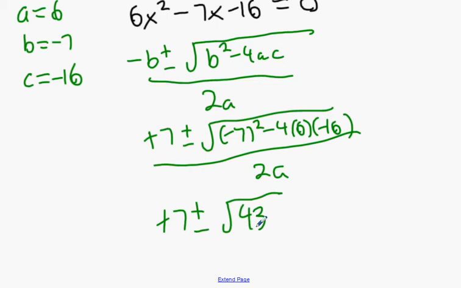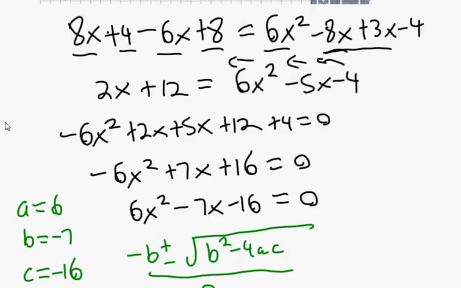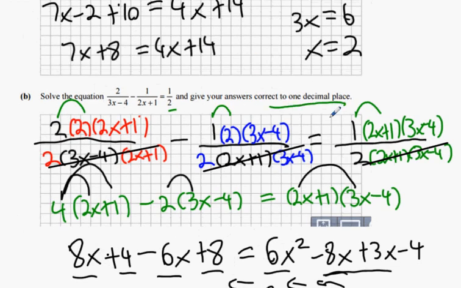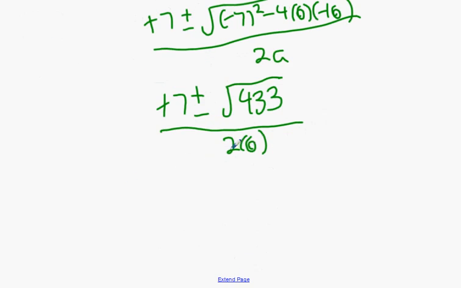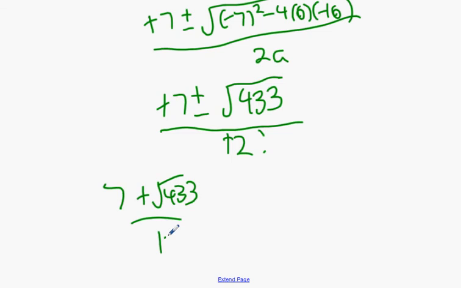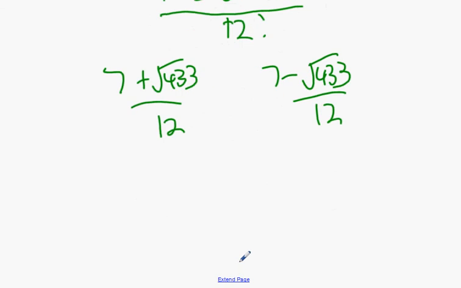Now, was I expecting an answer like that? Square root of 433. Read the question again. Correct to one decimal place. So yeah, I was expecting an awkward number that has to have a decimal. Okay? So there's going to be two answers now. 2 times 6 going to be 12. So there's two different answers. There's 7 plus root 433 all over 12. And there's 7 minus root 433 all over 12. And give the answer to one decimal place. You'll have x equals 2.3, or you'll have x equals minus 1.2. Okay.